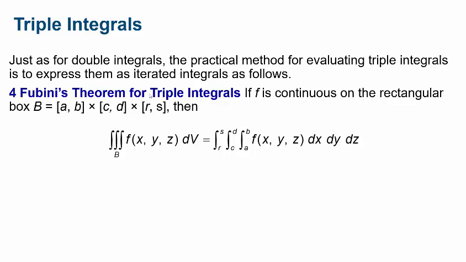b, c to d, r to s, then if we want to construct the triple integral over that rectangular box, these values here are just going to be our bounds of integration. Notice it's x, then y, then z. So we're going to go the integral from r to s, that's the dz, the outer, c to d, that's the y in the middle here, and then a to b, the x values, dx here.